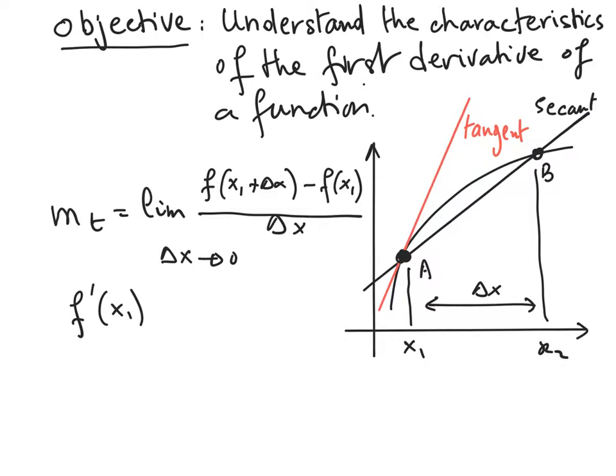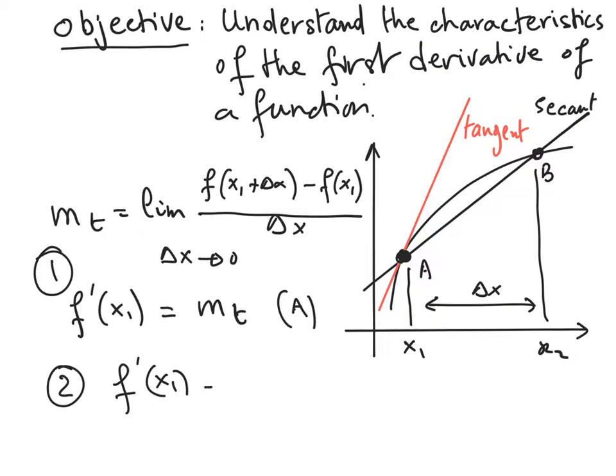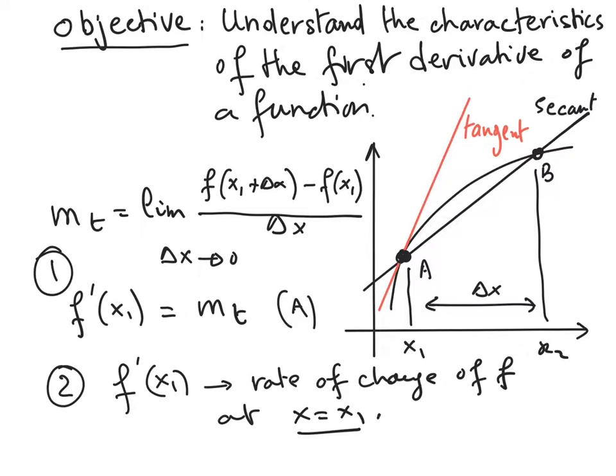This is the first derivative at point x1, and the first characteristic is that this value is equal to the slope of the tangent to the curve of the function at point A. So this is characteristic number 1. We also know that the slope indicates the rate of change. So characteristic number 2 is that the first derivative at point x1 indicates the rate of change of function f at x equal to x1.